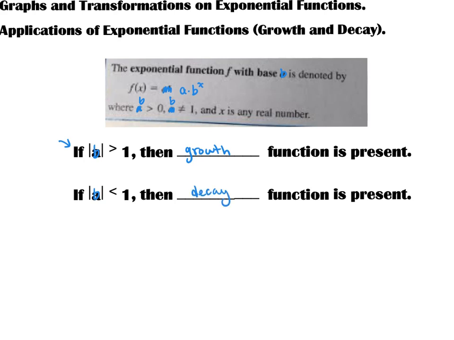Okay, you may remember some of this from higher algebra last year. We're going to get into some specifics next with properties of exponents.